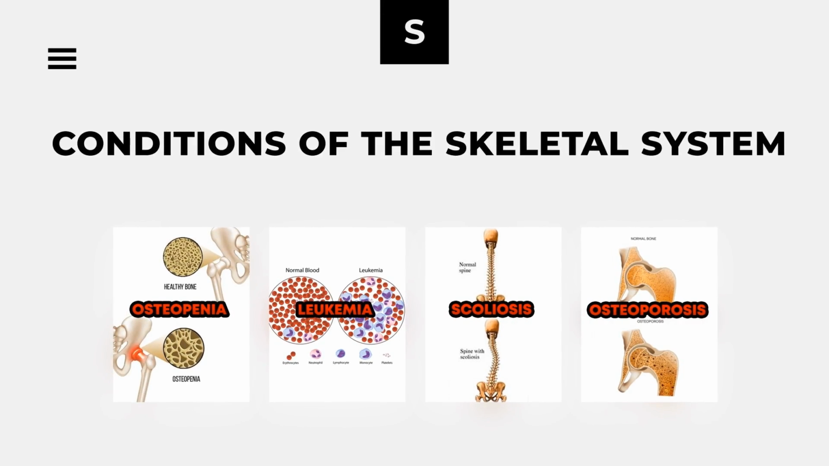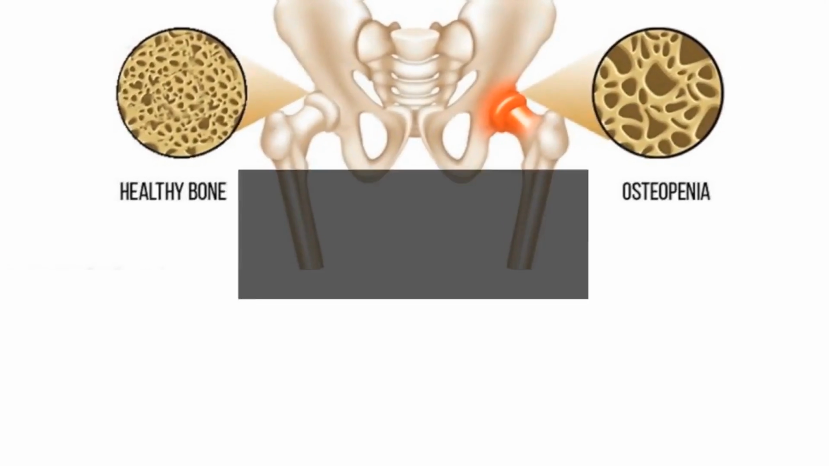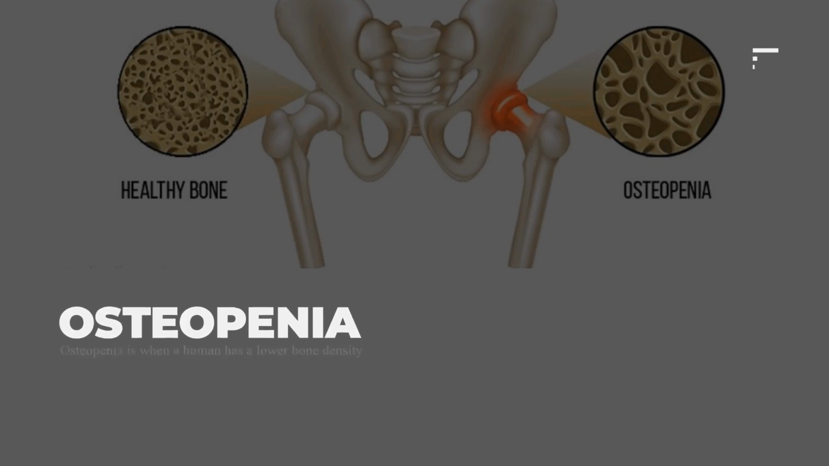Conditions of the skeletal system include osteopenia, leukemia, scoliosis, and osteoporosis. Osteopenia is when a human has a lower bone density than normal. This can lead to a greater chance of bone breaks and fractures from normal activities. Also, it can lead to osteoporosis, which is more severe.